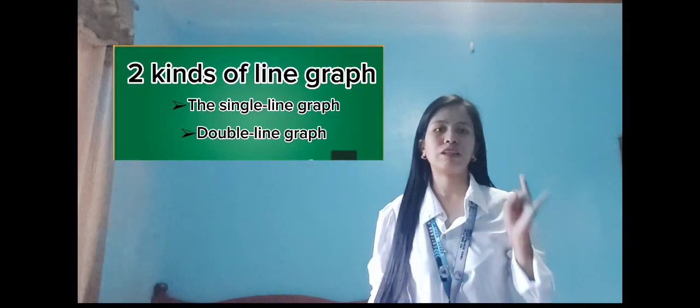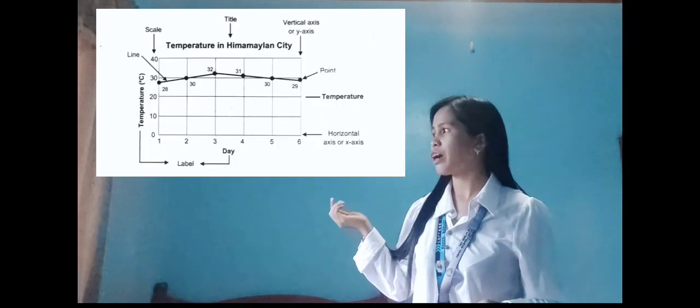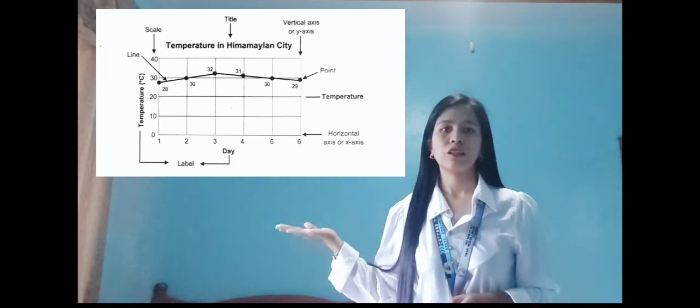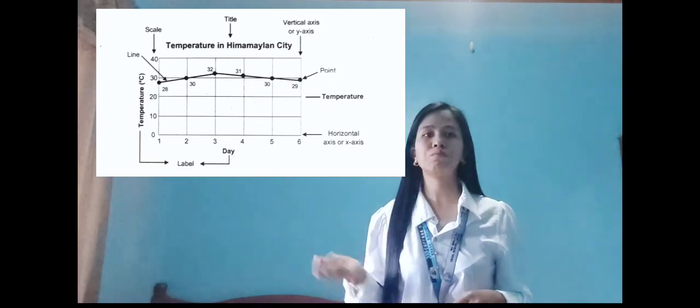There are two kinds of line graph, namely the single line graph and the double line graph. Remember that we use the single line graph if we only have to graph temperature levels over a week-long period. And a double line graph is used if there are two or more categories being compared over time intervals. In this graph, it represents the change in temperature in degrees Celsius in Himamaylan City over a 6-day period.